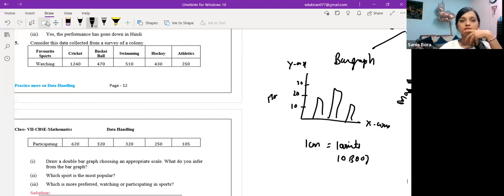Yes, Miraj. Yes, I joined now. Okay, no issues. We just started. This is the 5th question. Double bar graph we discussed in the previous class, right? Yes. This is what you have to do for the double bar graph.